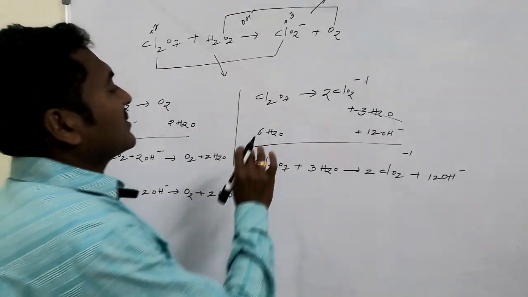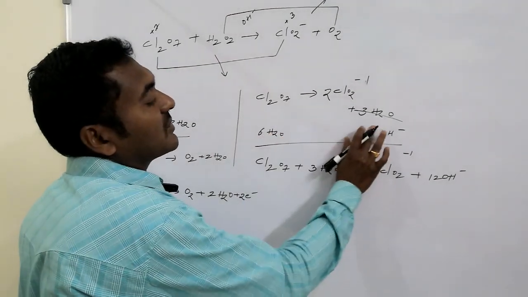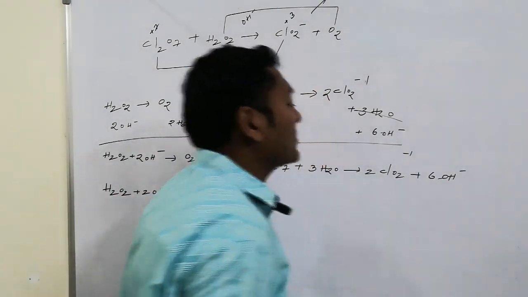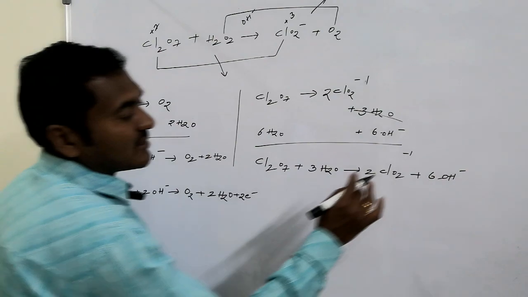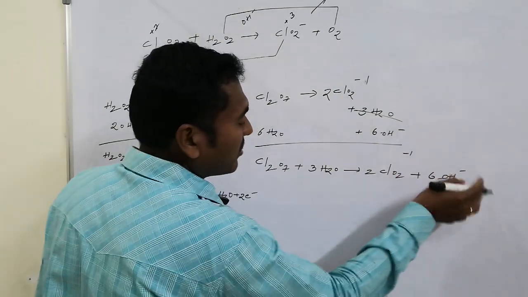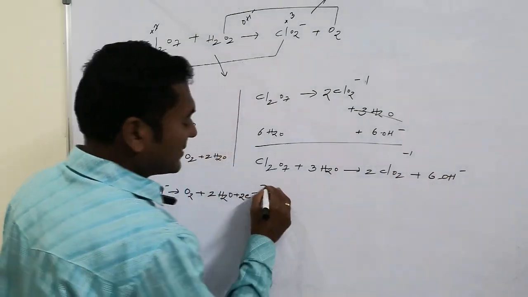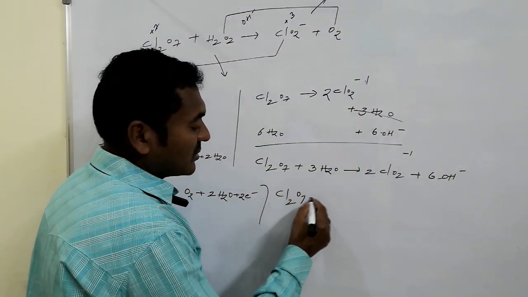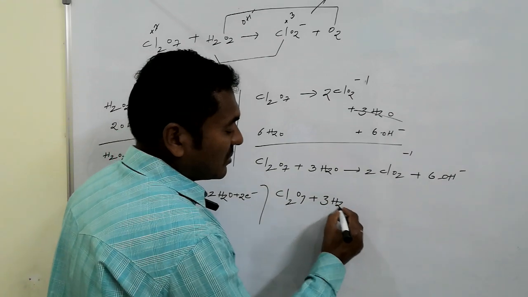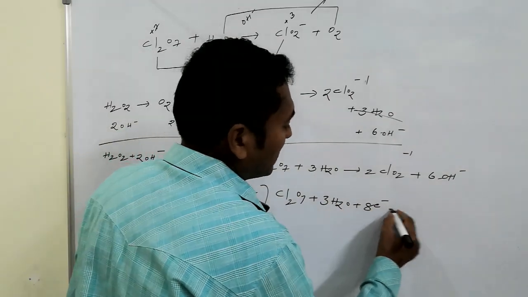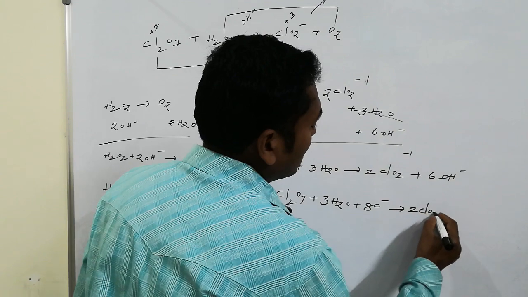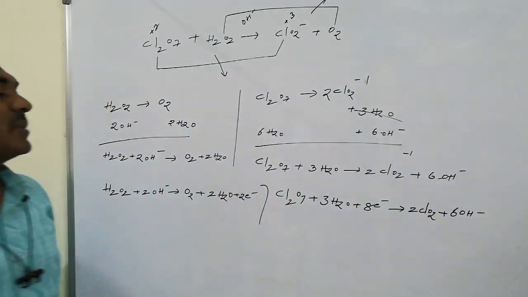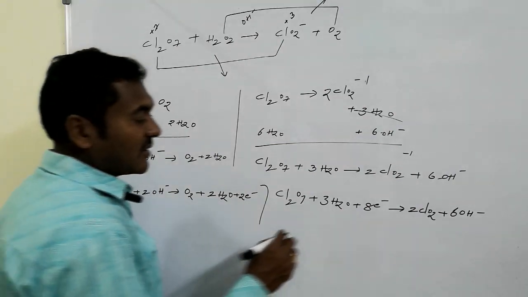Yes, there is a small correction. If it is 6H2O, this will be what? 6OH minus. Hence this will become 6OH minus. So 6OH minus gives minus 6, minus 1, minus 1, minus 2, minus 8, which is possible if it is gaining 8 electrons. Hence it reaches Cl2O7 plus 3H2O plus 8 electrons resulting in 2 ClO2 minus followed by 6OH minus. This will be the electron-balanced equation.